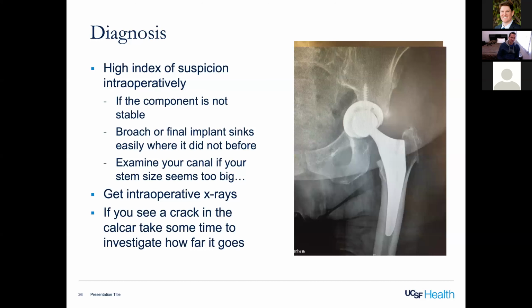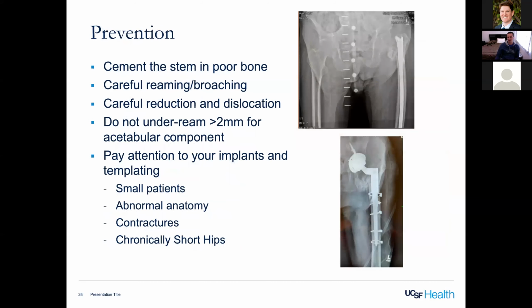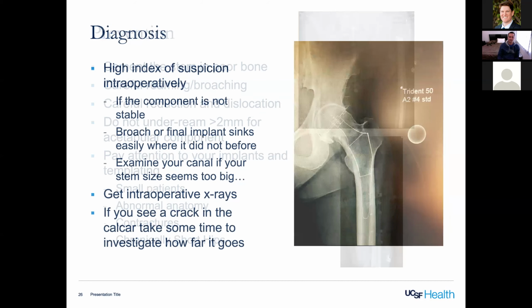Also, if you see a crack in the calcar, really take some time to investigate to make sure how far it goes. If I go back to this case here, these two cables down here actually weren't around a fracture, but because we were trying to investigate how far the crack went, we were feeling the linea down here. We really dissected. I even called in the attending to make sure that it was just linea, to make sure that we really got the extent of the fracture, because you don't want to cause a worse problem down the road.